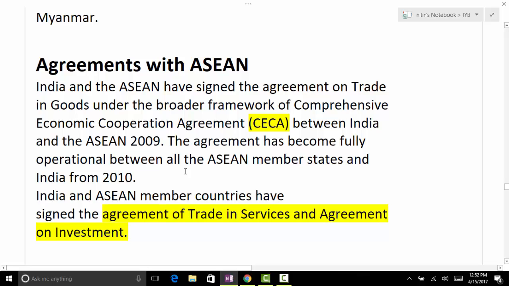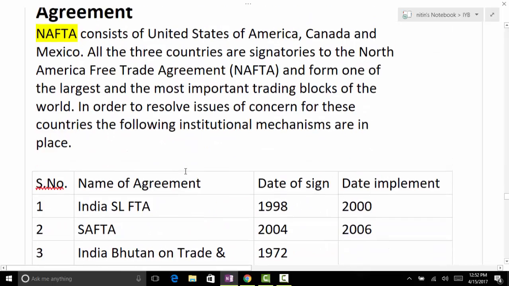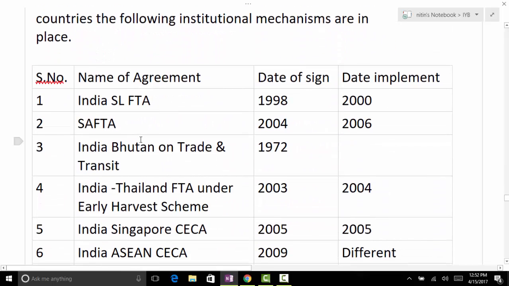With ASEAN, we have an economic cooperation agreement. Now directly come to the table. You can leave this, come to the table. Just have an idea with which countries we have what kind of FTAs. There is a table. Keep on looking somewhere after multiple pages, a couple of pages you'll find in the last. Are you on that page? The table is given, come to the table.